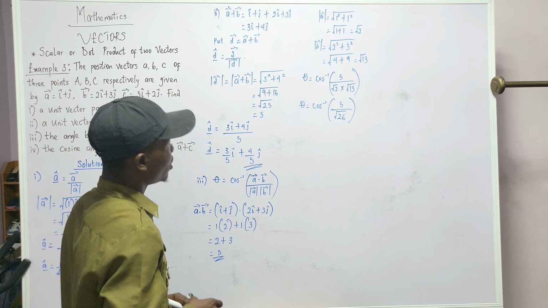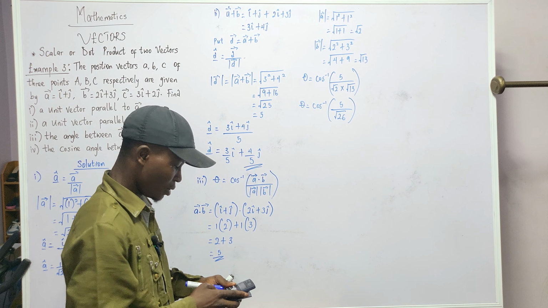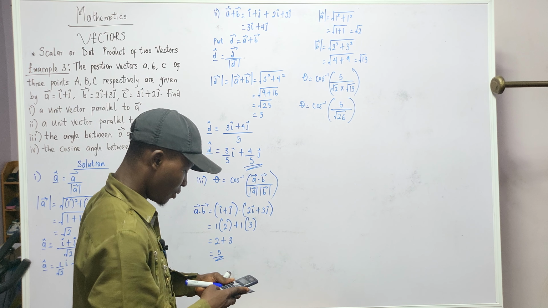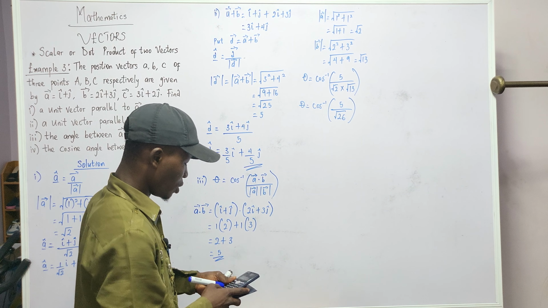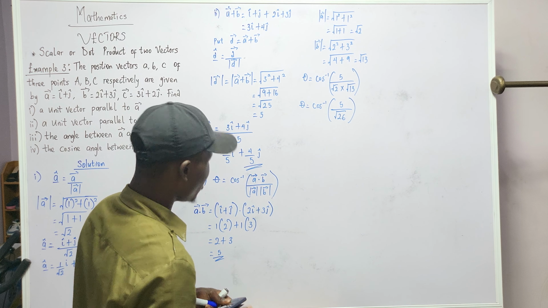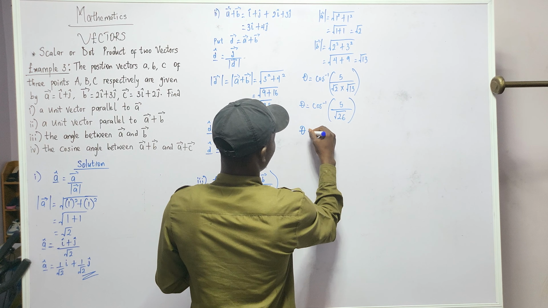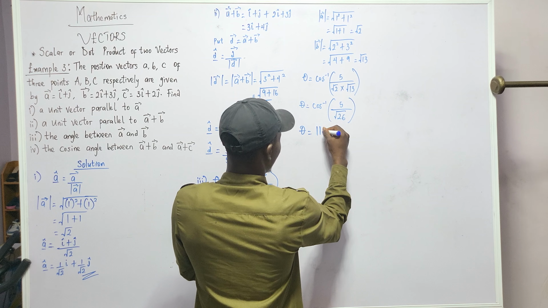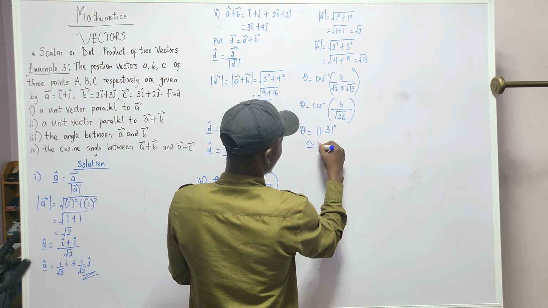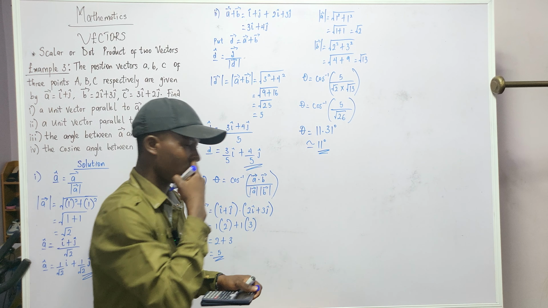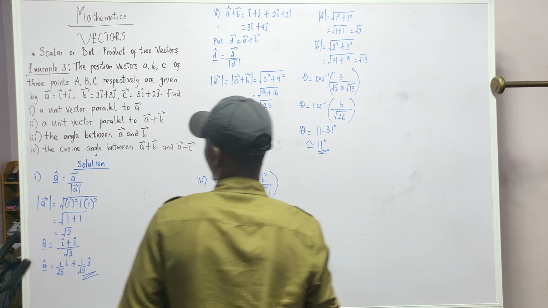So now let's press the calculator for cos inverse of what? 5 over root 26. So that will be cos inverse, into bracket 5 over root 26. So that will be giving us 11 point something. So our theta here will now be 11.31 degree. So we can approximate it to 11 degree. So it's still the same thing, you pick your answer. So 11 degree. So that is that about that.